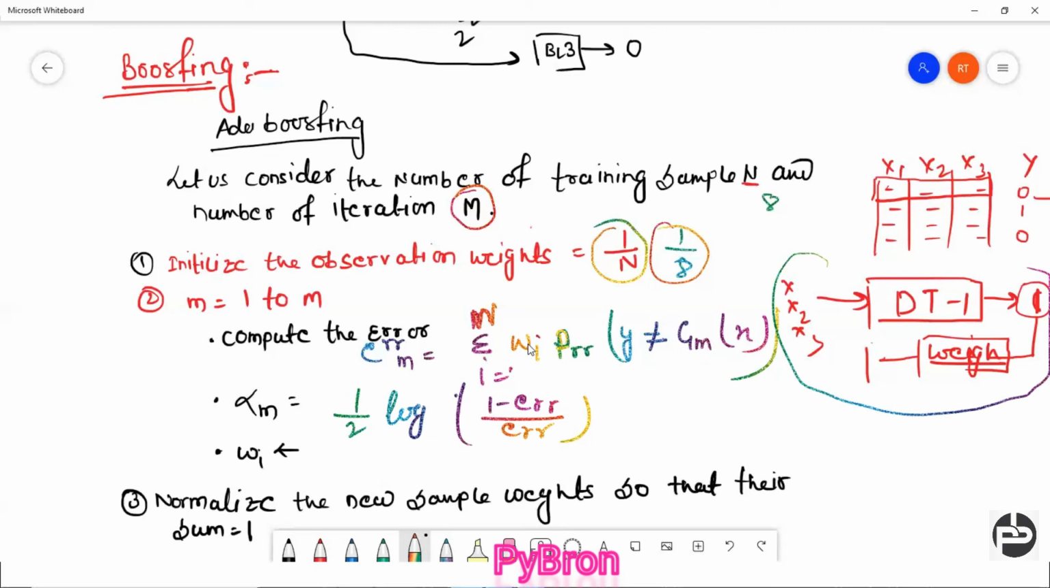Now in the second iteration, we are again training our model with the changed weight, right? So how are we going to change the weight? Initially we have 1 by 8. Now in the next iteration, what will be the weight? Just observe here the formula to calculate the change of weight: w_i into exp of alpha m into probability of y_i not equal to g_m of x.